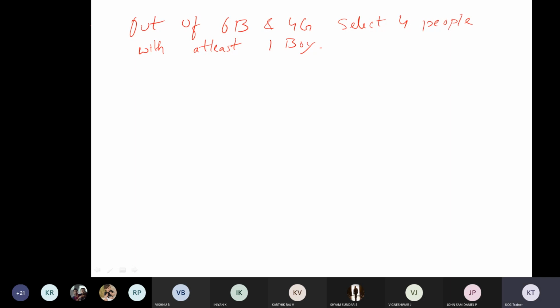This is called condition based selection, where we are not very clear how many boys and how many girls are to be selected. We have to write the possibilities depending on the conditions.